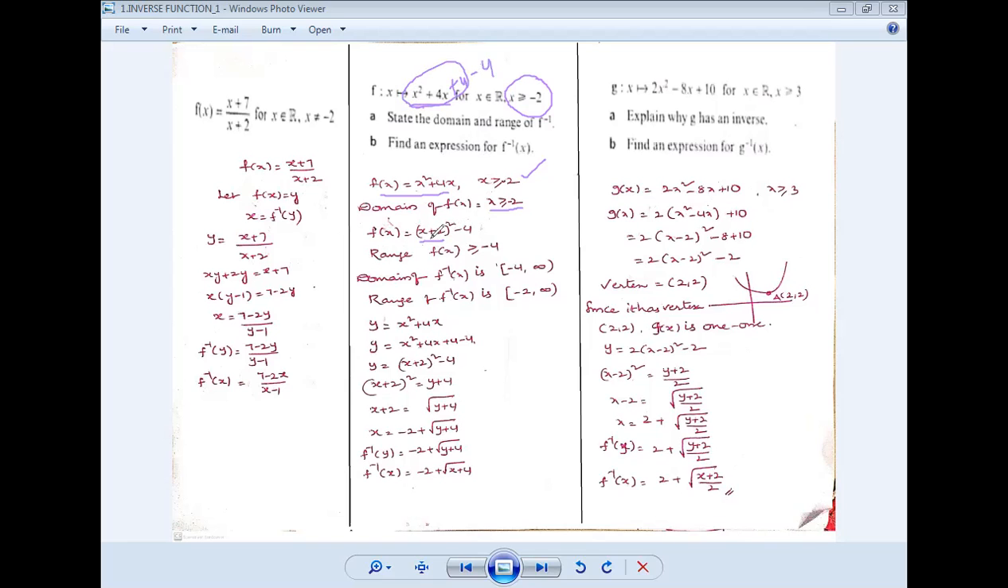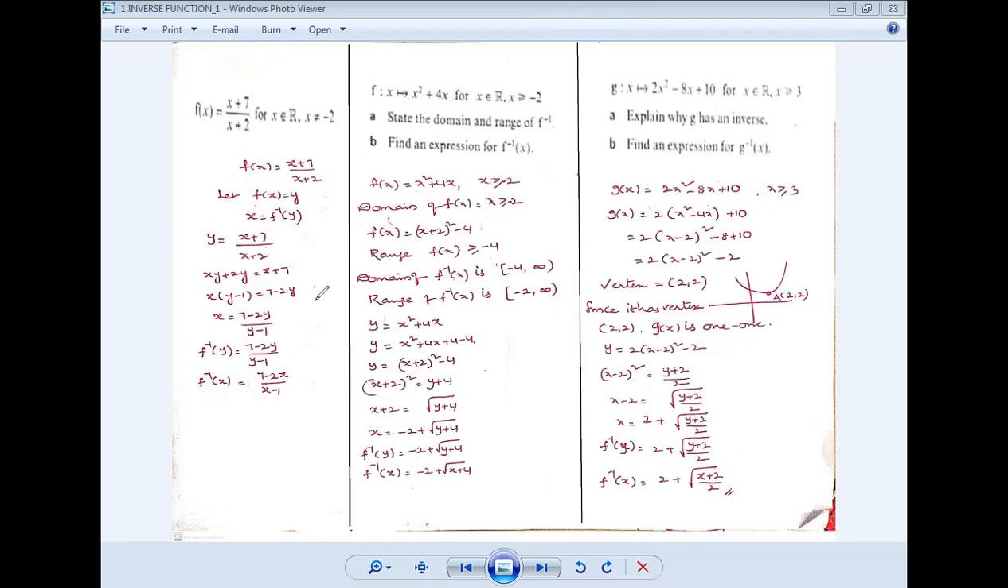So (x plus 2) whole square minus 4 means this function will be minus 4 and above only. So the range of f of x will be minus 4 and above. So the domain of f inverse x will be the range of f of x, minus 4 to infinity. The range of f inverse x is the domain of f of x, minus 2 to infinity.